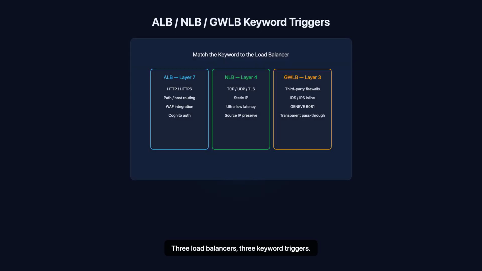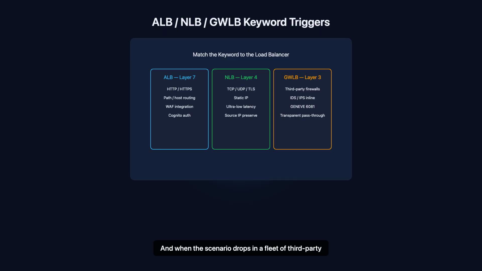3 load balancers, 3 keyword triggers. When you see HTTP routing by path or host, or a WAF, a web application firewall, or Cognito, that's the application load balancer at layer 7. When you see UDP, a static IP, or preserve the source IP, that's the network load balancer at layer 4.